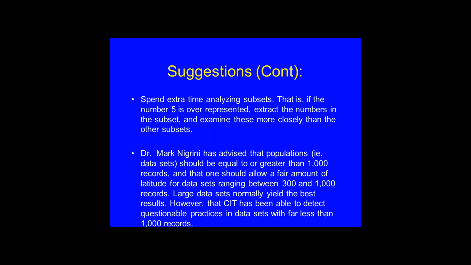Another thing: it's very important to spend time analyzing subsets. For example, if the number 2 or 3 is overrepresented, then mathematically some other digits will be underrepresented. So with IDEA, do an extraction, and there are different ways to do an extraction. Then spend a lot of time analyzing that specific subset, like the number 5, or in that earlier example, number 2 and number 3.